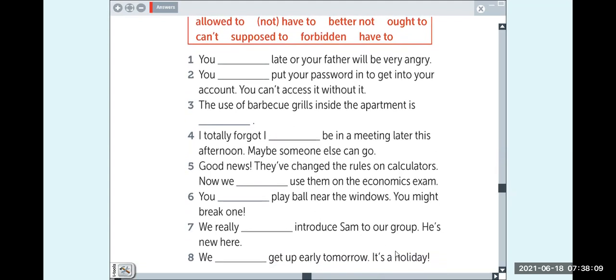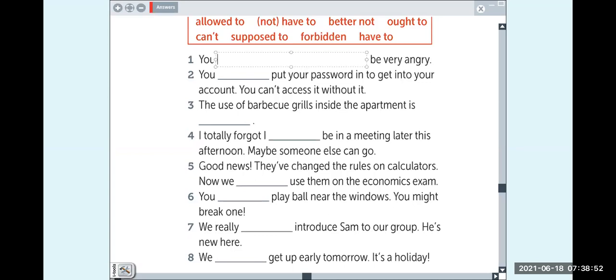What can you say here? You have to arrive late? You'd better not be. Okay, you'd better not, right? You'd better not be late. Okay, yes, very good. Vamos a escribir la oración.